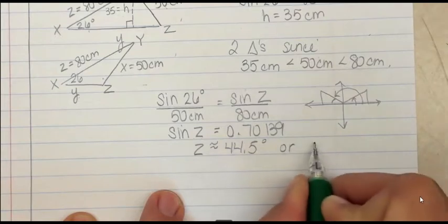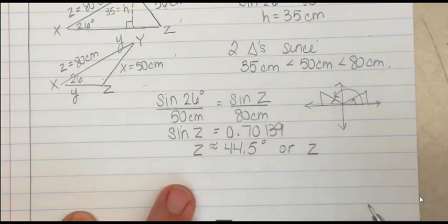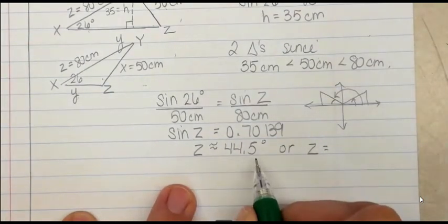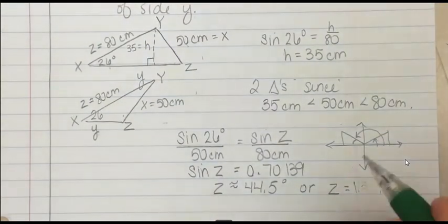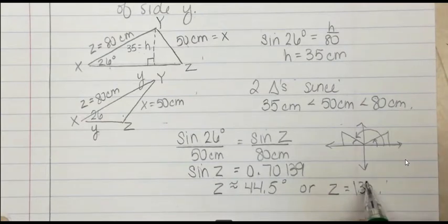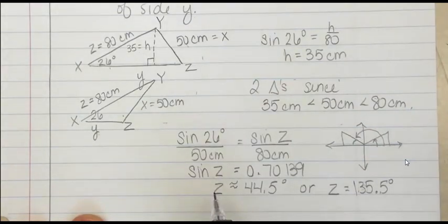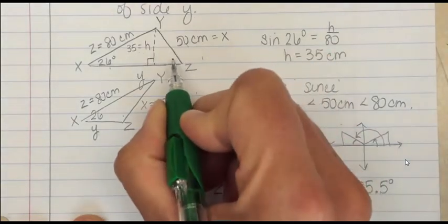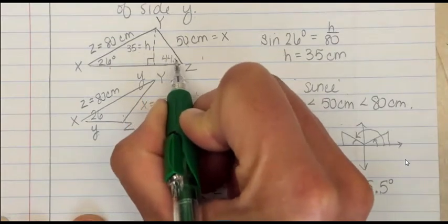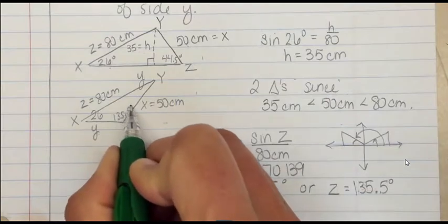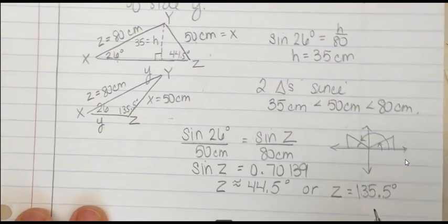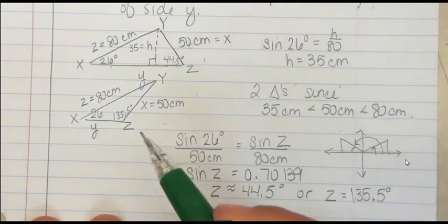Or, because there's two of them, right? The other one's going to be 180 minus this, which is 135.5 degrees. So we have two possible angles for angle Z, which tells us that we have two different triangles. One of them is going to be 44.5 degrees, and the other one is 135.5 degrees. And these are, again, approximations, so they're not exact.